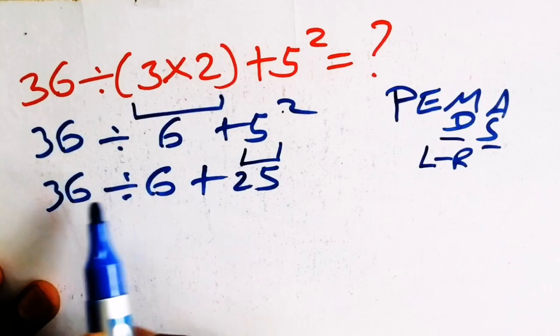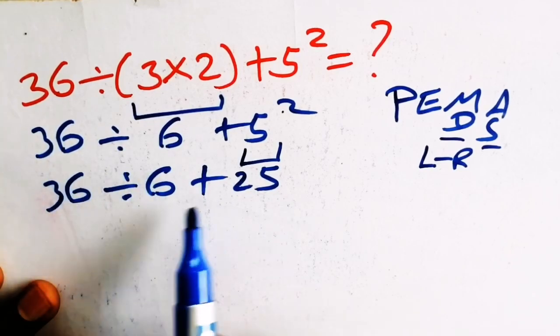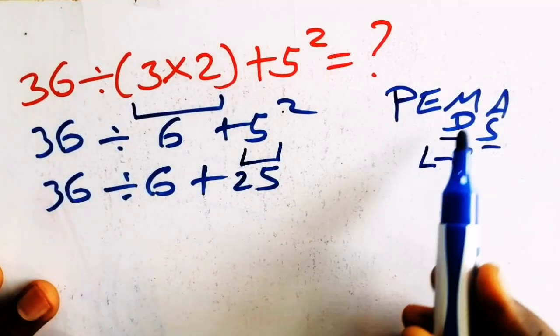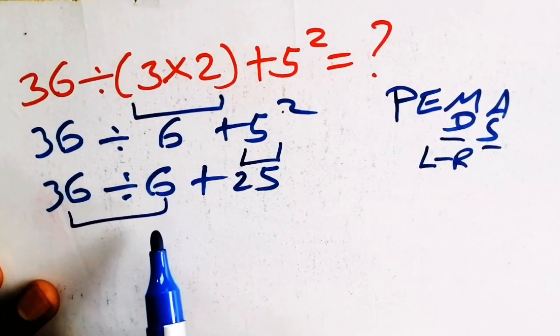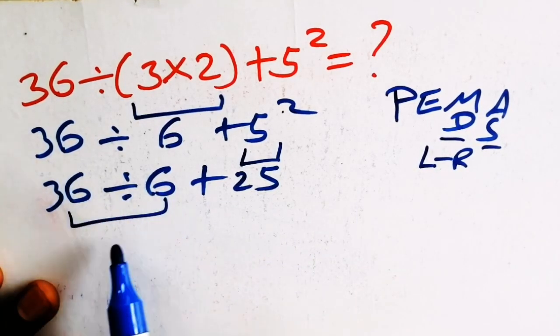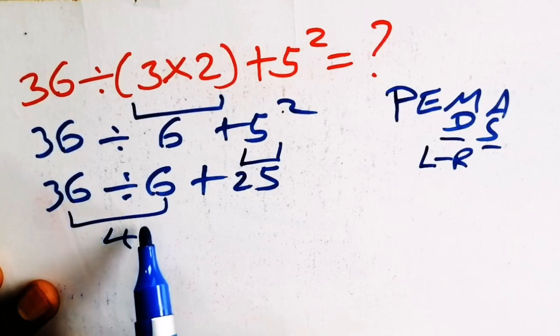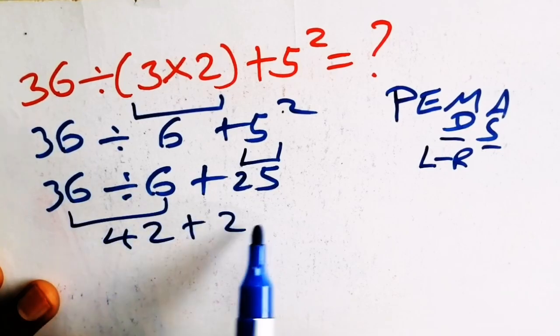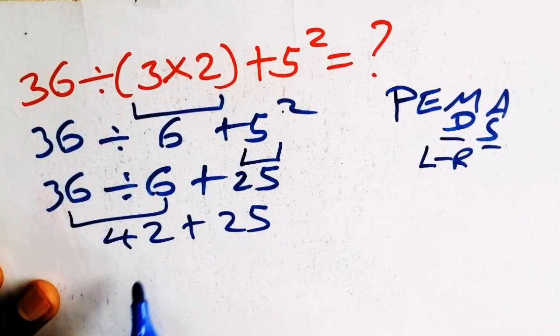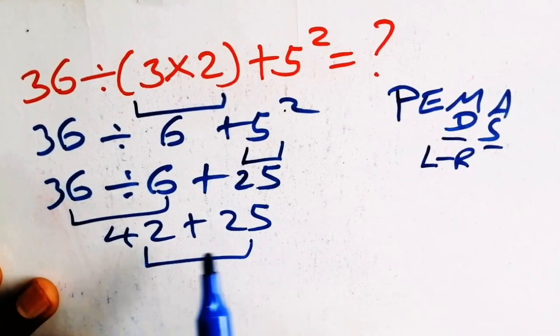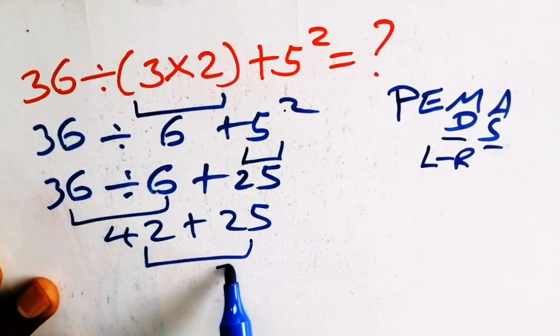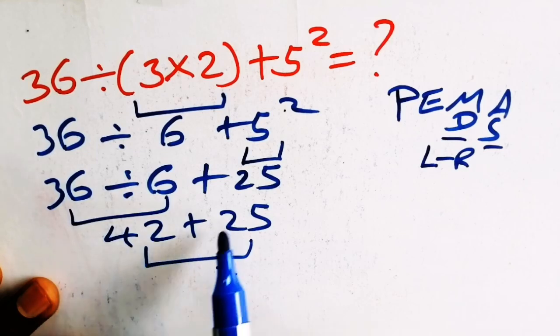In this expression there is one division and one addition. According to PEMDAS, division comes before addition. Therefore this division has higher priority. 36 divided by 6 equals 6, and 6 plus 25. Okay, 6 plus 25, so let's add: 6 plus 5 equals 11, carry the 1, 2 plus 1 equals 3.